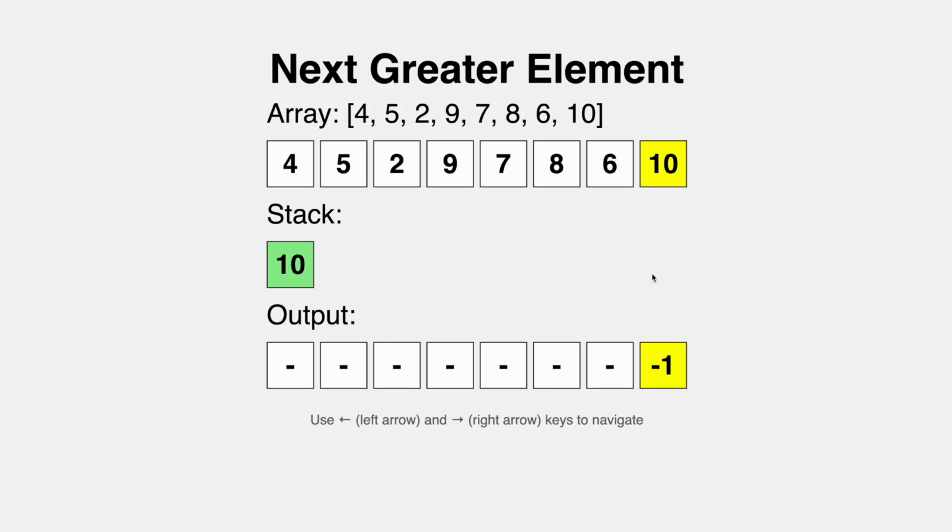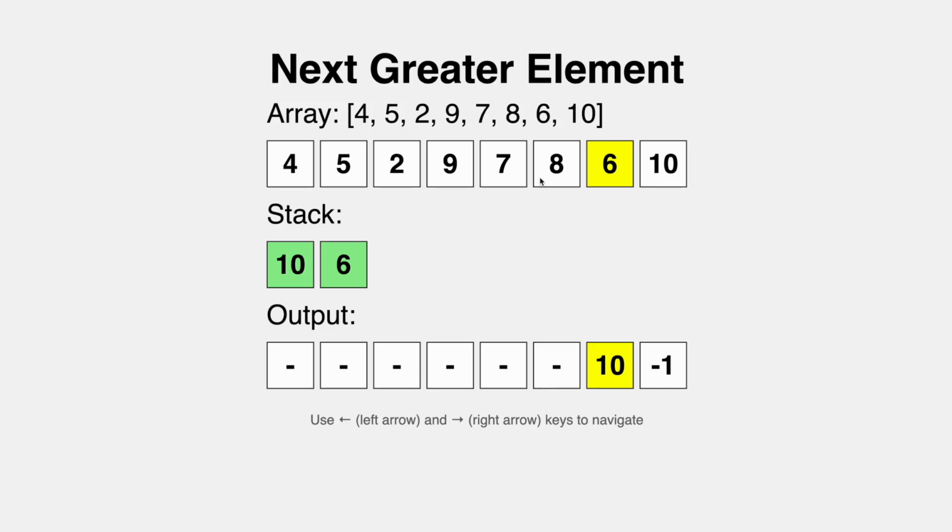Now when we move to the next number, which is 6, the next greater number to 6 is 10, right? And how did we arrive at it? We compare 6 with 10, which was originally present in the stack. Since 10 was greater than 6, we added 10 as the output of 6. Then we also pushed the current number, 6, into the stack, so that when we move to the next element, we can compare that element with 6 first.